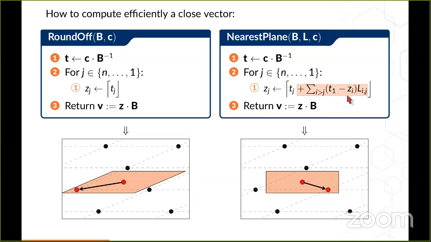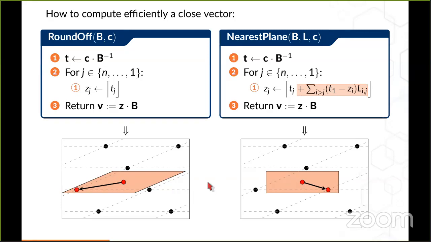So instead of rounding each coefficient t_j in parallel, you round them sequentially. And by this, I mean that before rounding t_j, you take into account all the previous t_i that you rounded before, as well as the LDL decomposition and the depth. But other than that, the two algorithms are exactly the same. And we can see on the right picture that you get a different result than on the left picture.